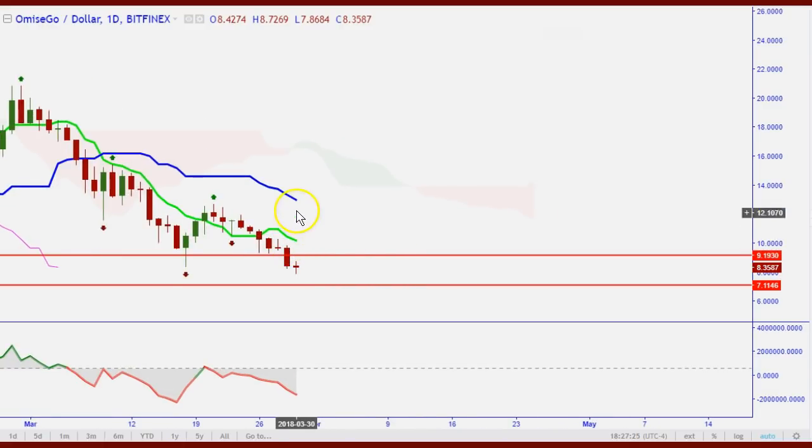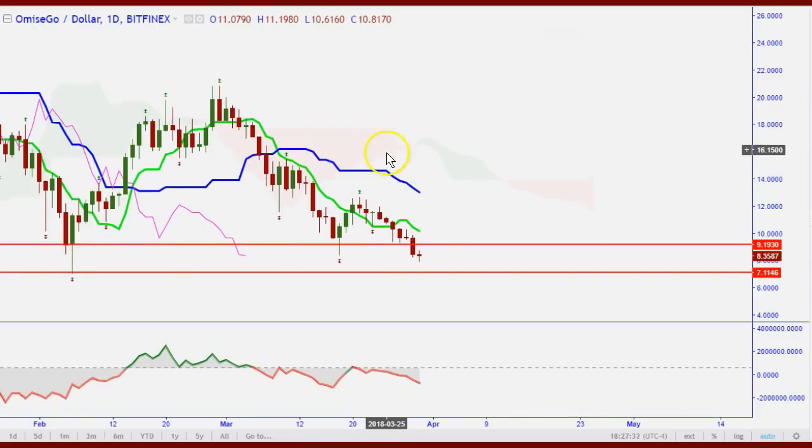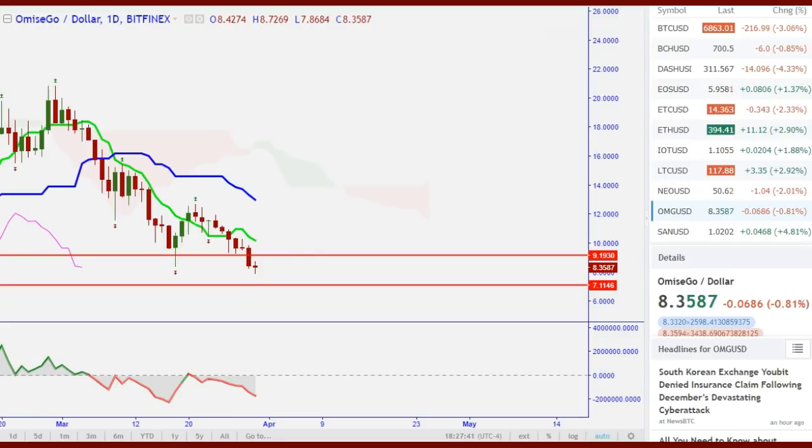And then we'll look also for the market to move up to Kijun-sen, and if it does that, we'll start looking for that 1, 2, 3 reversal, and then a move much higher, and then start shooting for upper levels. Then the market will be in a nice trend to the upside. All right, that's OMG USD. Let's go to SAN US dollar.